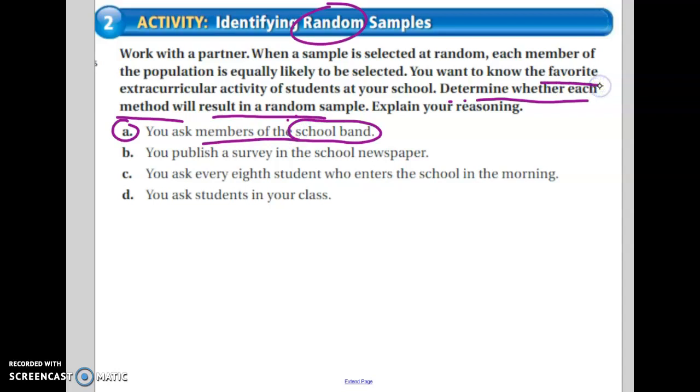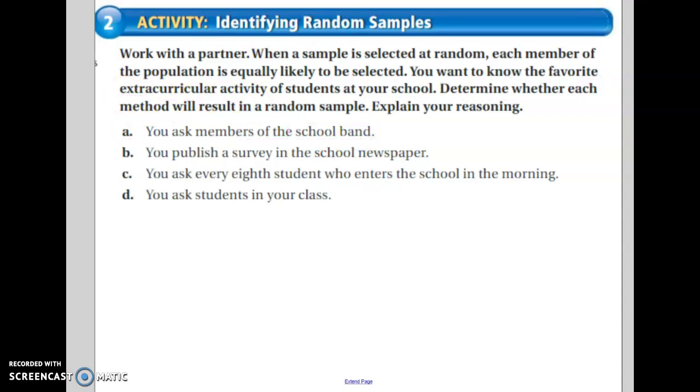If they're trying to figure out favorite extracurricular activity, most people in the school band might be more likely to say that their favorite extracurricular activity is band. So this one would not be random, not a good random sample, which would be representative of the entire population. Publishing a survey in the school newspaper is better, because you get a wider variety of kids who read the school newspaper. So that would be more likely to result in a random sample.